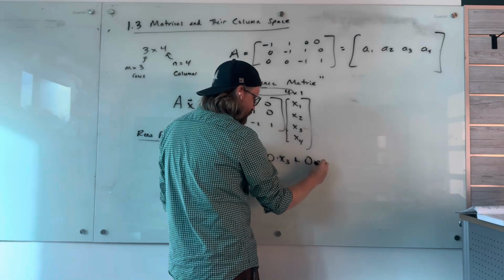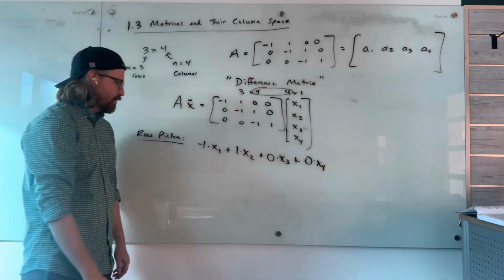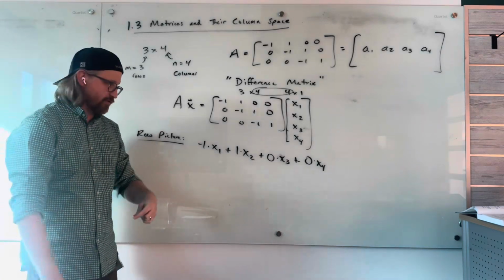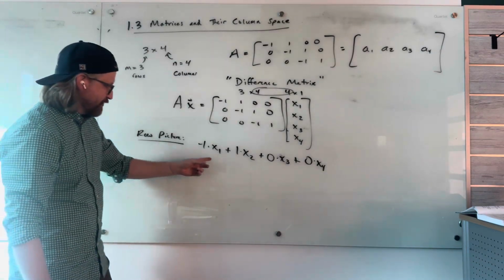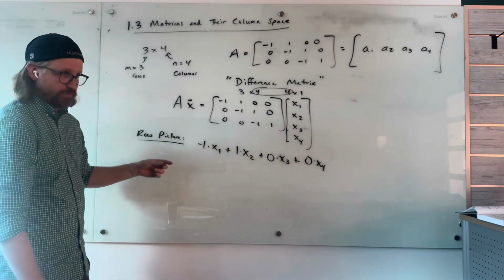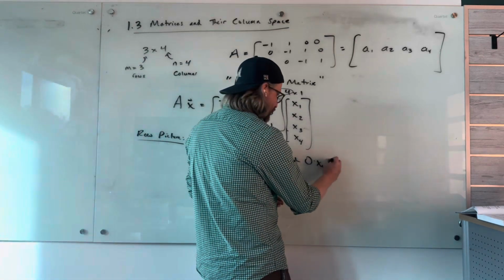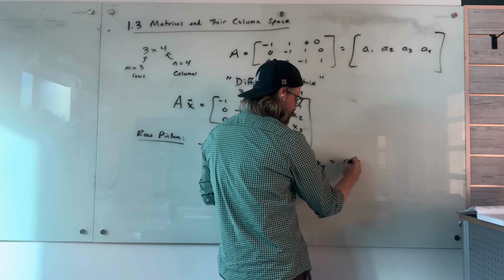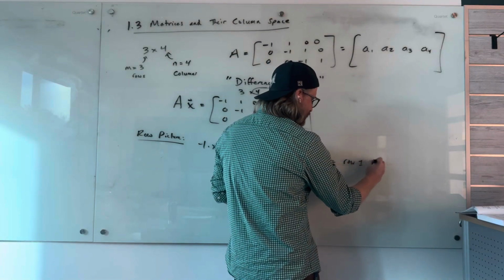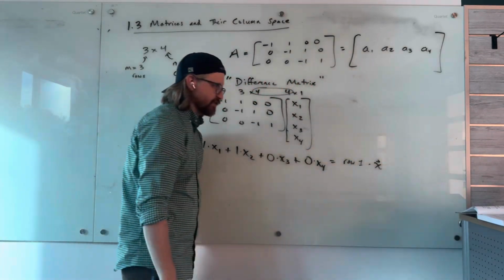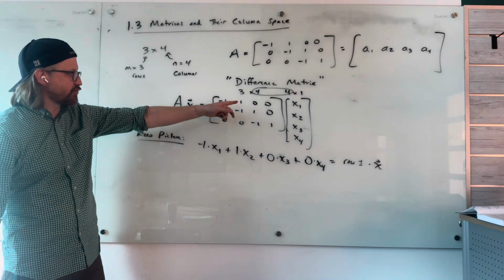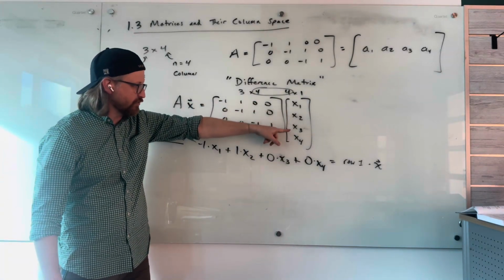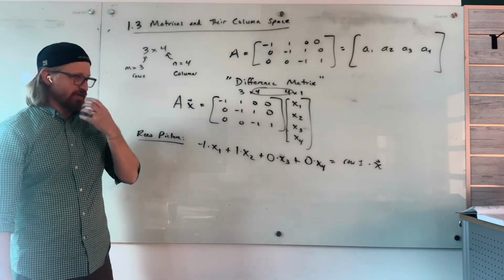Plus 0 times x4. Well, what I want you to notice based off of our previous lesson in section 2 is that this is the dot product. Specifically, this is the dot product of taking row 1 and dotting this with x, my vector x, because I'm taking every entry in this first row and multiplying it with its corresponding entry in my column vector of x.